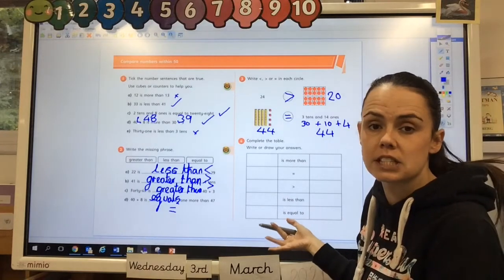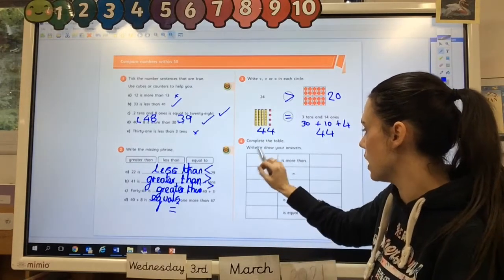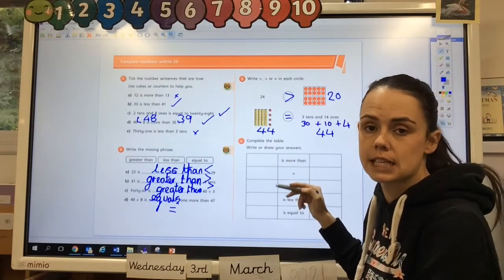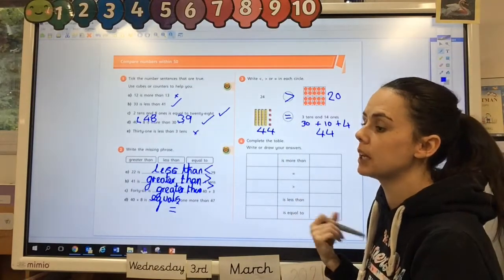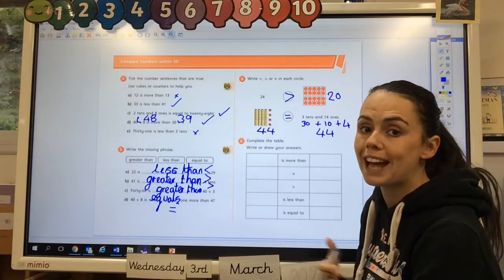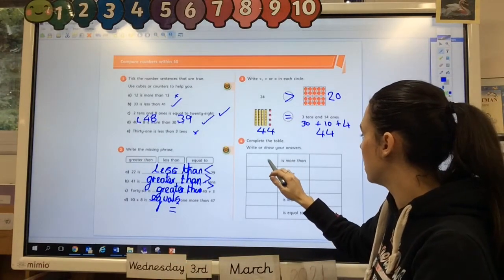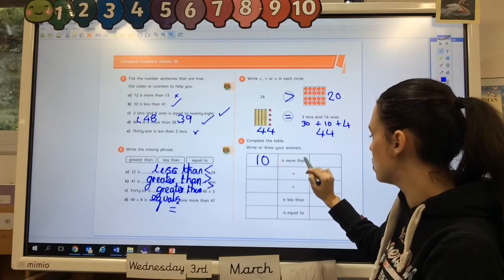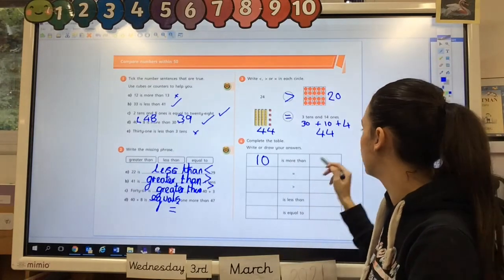Right, now we have to do this table down here. But they haven't given us any numbers. All they've done is given us the words. So write or draw your answers. So you can either write the numbers or you can draw some 10 sticks in there. So something is more than something. So I'm going to keep this nice and simple. I'm going to keep my numbers below 10. You can do any numbers you want to up to 50, okay? So I'm going to do 10 is more than 5.